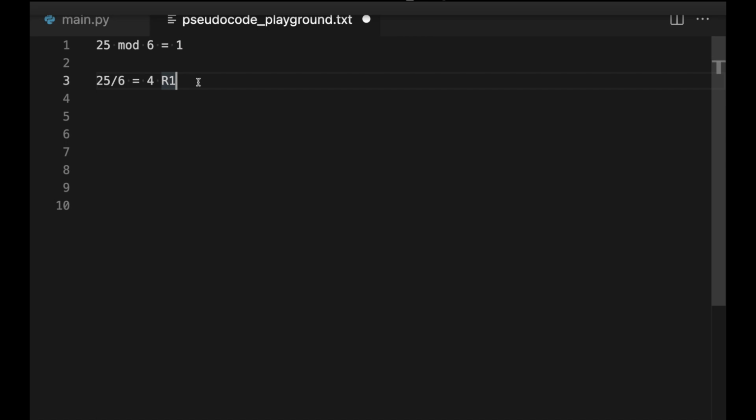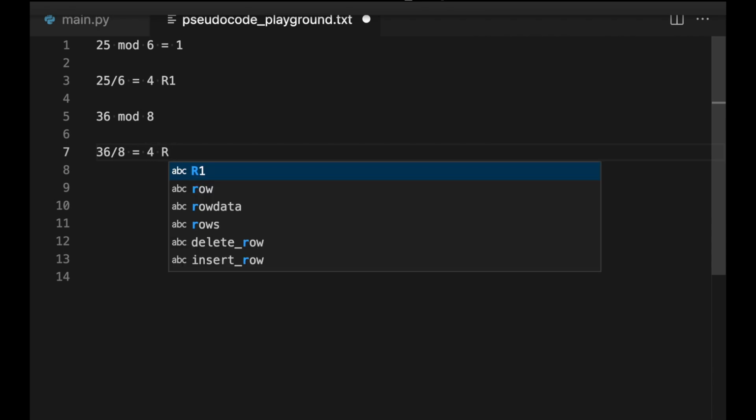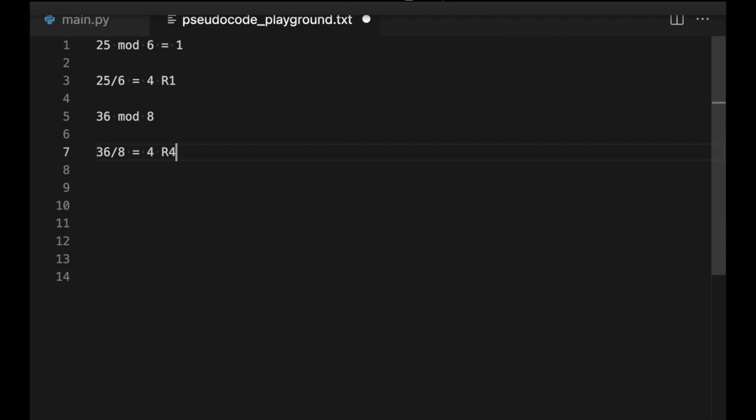So let's take a look at another example. Let's say we do 36 divided by 8, or 36 mod 8, rather, okay? If we do 36 divided by 8, then we are going to get 4, remainder 4. So 4 times 8 is 32, and then we have 4 left over. So that means that 36 mod 8 is just going to be equal to 4.